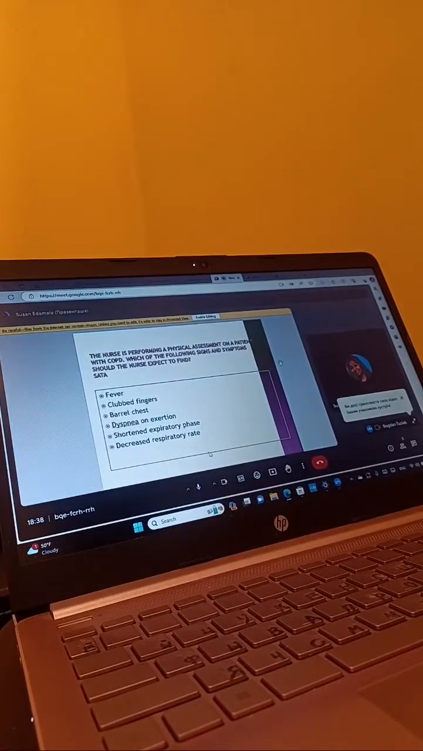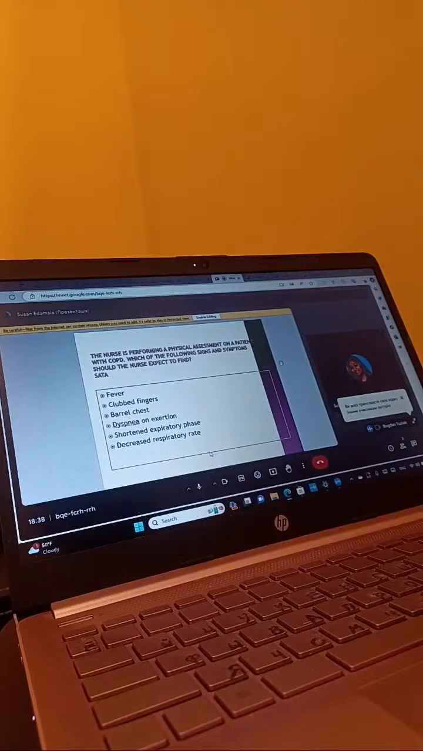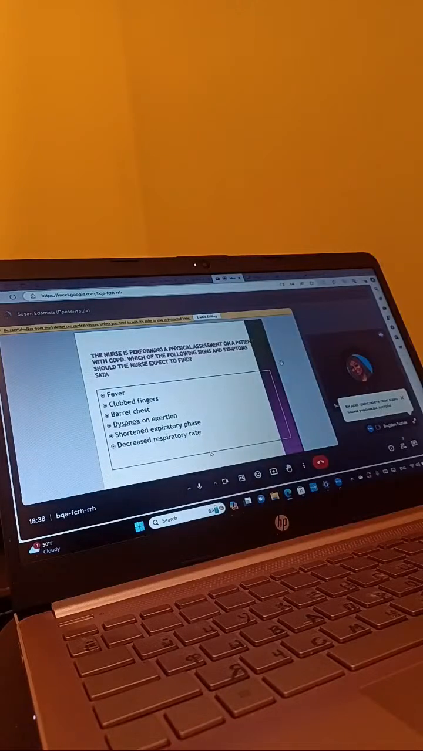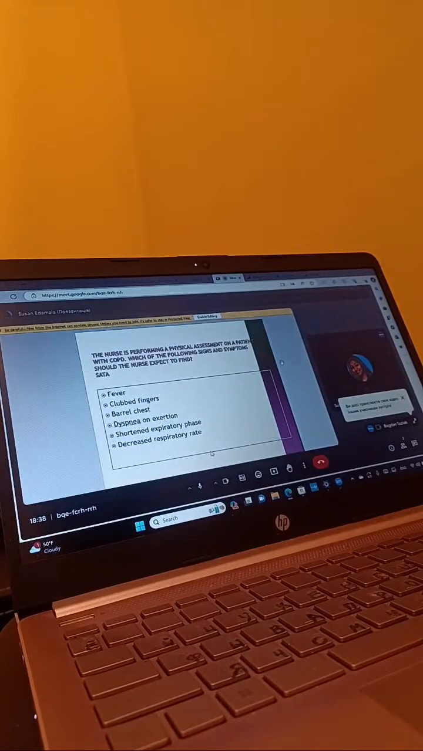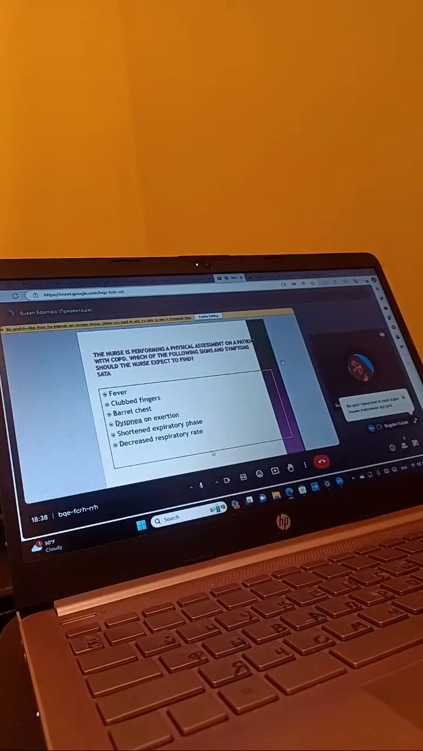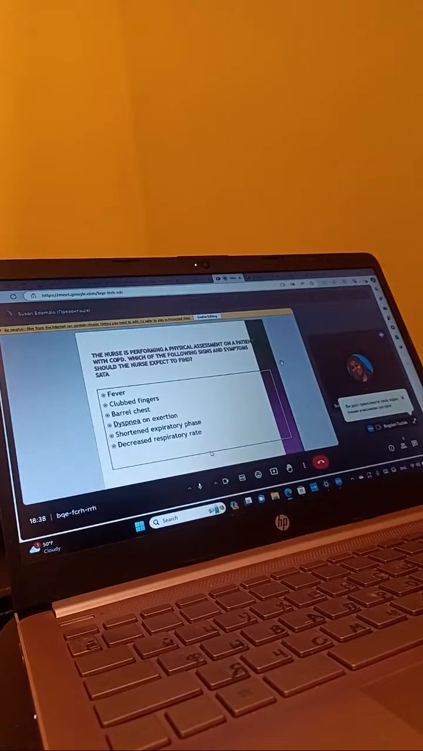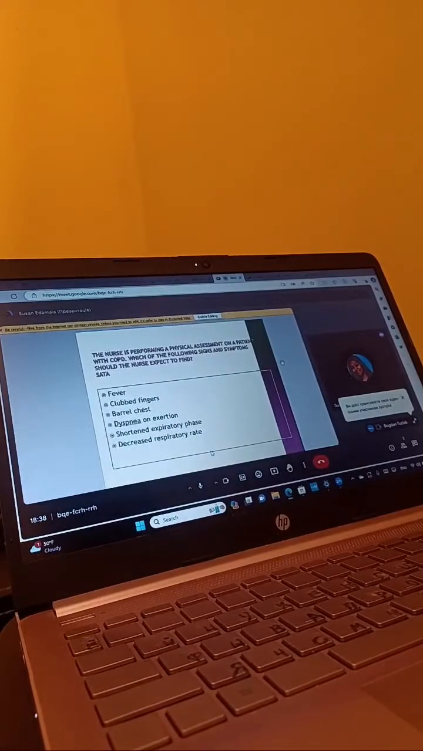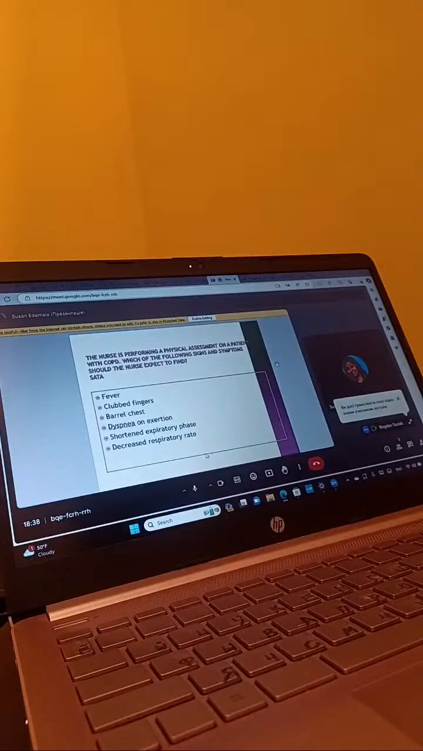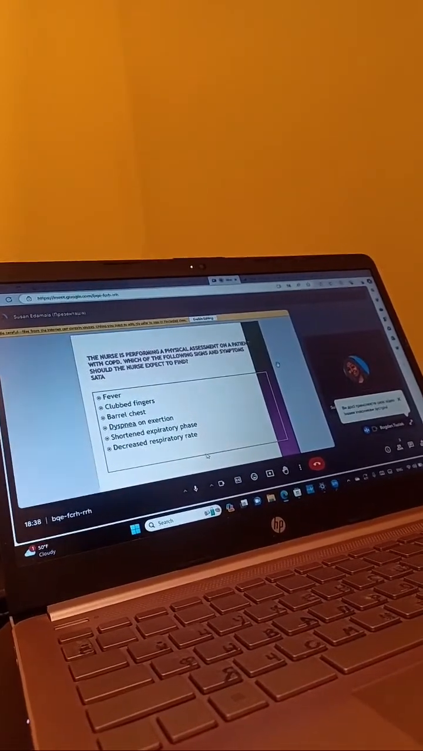The person is breathing more shortly, more frequently. No, not frequently. Shortened expiratory. In a breathing cycle we have inspiration and expiration, right? Yes. So a shortened expiratory phase means the inspiratory phase is long, and the expiration is short. How do they breathe? Is their expiration long or inspiration long? The inspiration is long and the expiration is short.